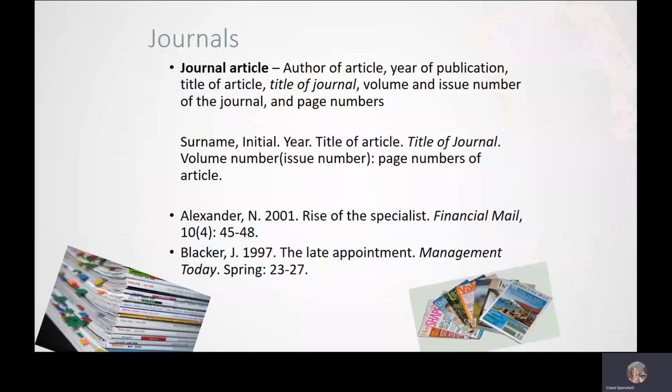Okay, so let's look at journal articles now. And again, if you're using a journal or journal article, if it's online, then send the information to yourself or save it somewhere, because you're going to need the author of the article, the year of publication, the title of the article. Remember, the article is the bit inside. And then you also need the title of the journal, and you'll notice it's in italics. You're also going to need the volume and issue number, as well as the page numbers. In other words, the start and the end page number of the article.